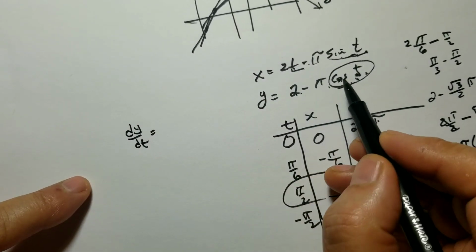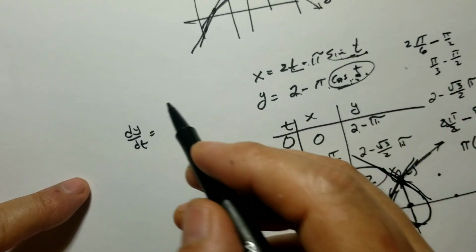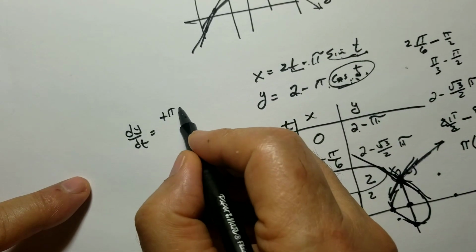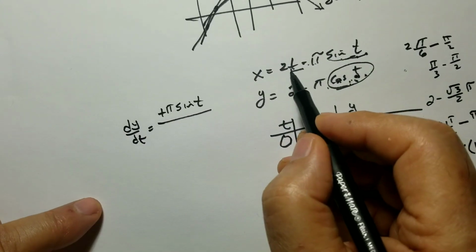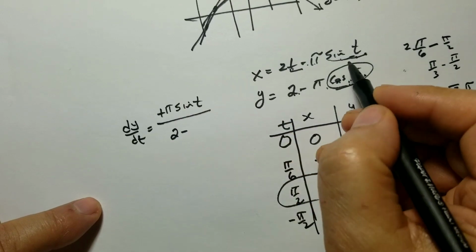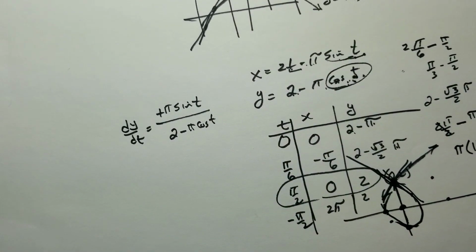That's 0. The derivative of a cosine of t is negative sine. Negative times negative is a positive sine of t. dx/dt is 2. The derivative of a sine is a cosine. That's the cosine of t.